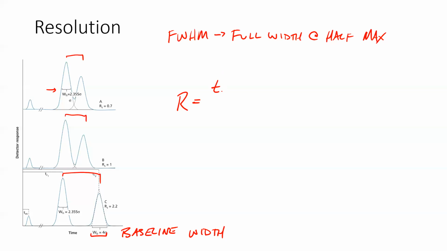Okay. And so to calculate resolution R, we take the difference in the retention times. So t_R2, let's say, minus t_R1. And we're going to divide that by the average baseline width. So 1/2 times the width at the baseline for component 1 plus the width at the baseline for component 2.